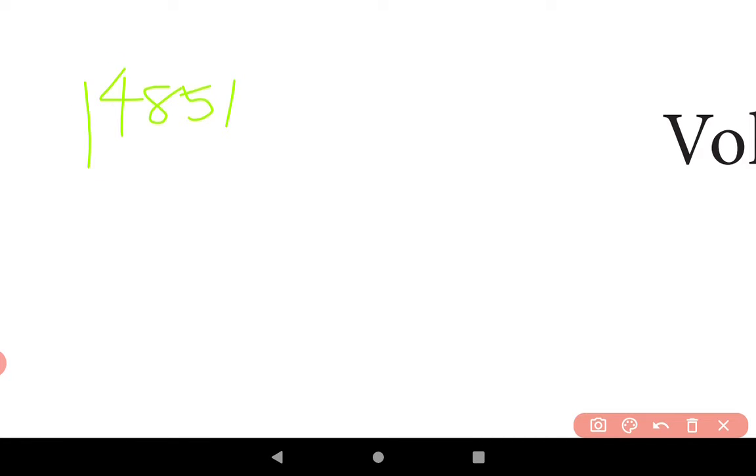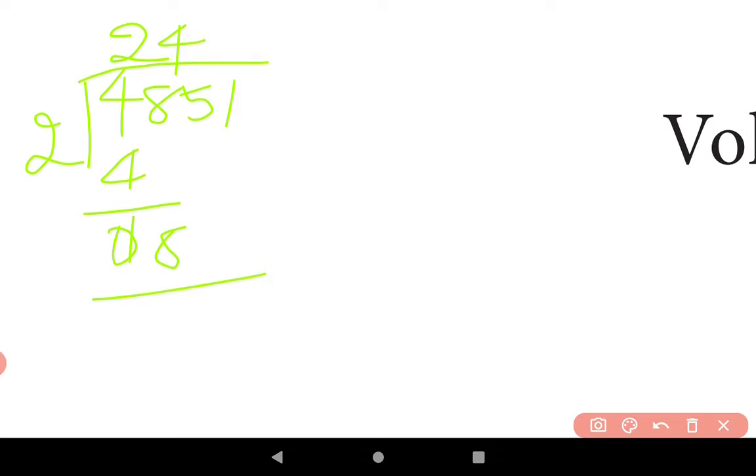4851 divided by 2. Now 2 2s are 4, 1, 2 4s are 8. This is 0, and you can write here, and 2 4s are 8 again, 0, 8, and 5. Just we'll bring it 5. 2 2s are 4. We have a remainder 1 here.